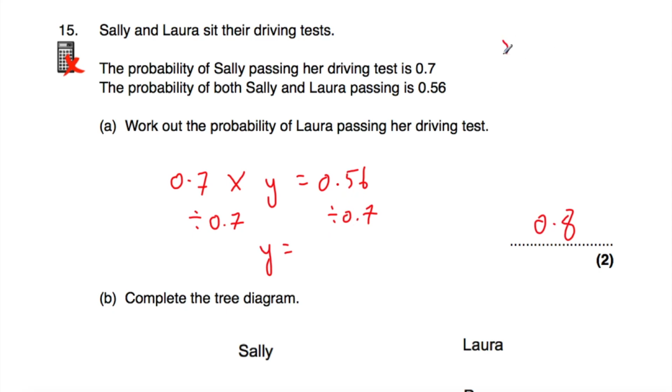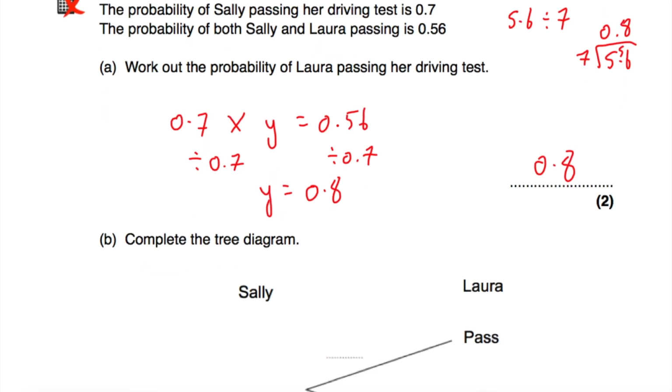If you didn't, you'd have 0.56 divided by 0.7. We're going to multiply both of these by 10 because that would still give us the same answer, and I don't want to divide by 0.7, so that'd be 5.6 divided by 7. So how many 7's go into 5? 0, remainder 5. And how many 7's go into 56? That's 8. So it's going to be equal to 0.8. So y is equal to 0.8, and that's it.